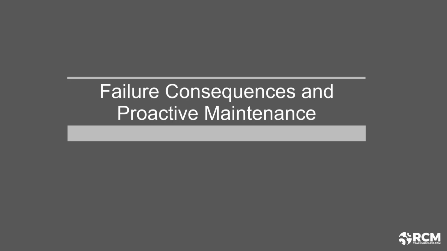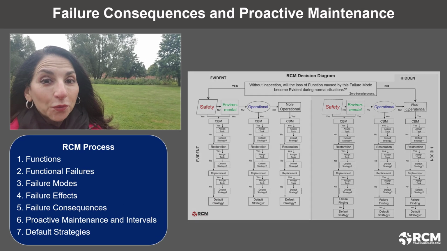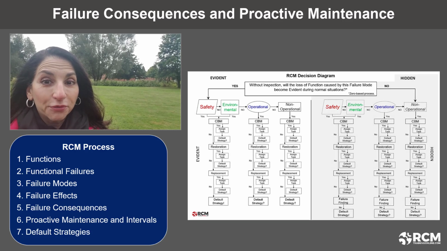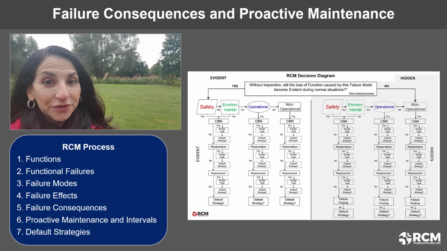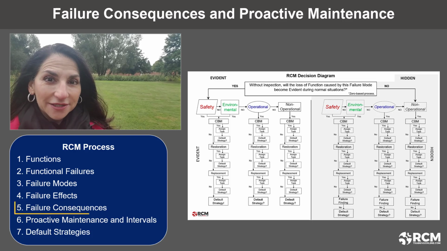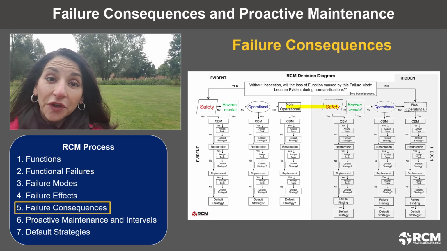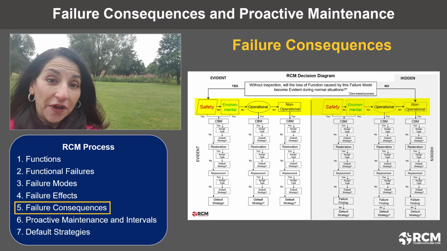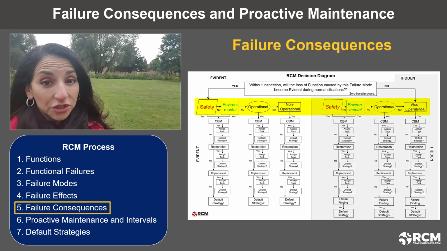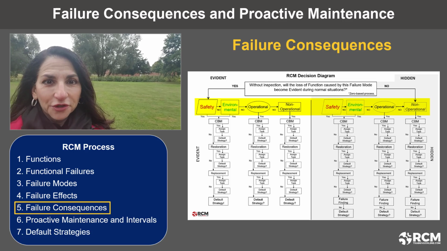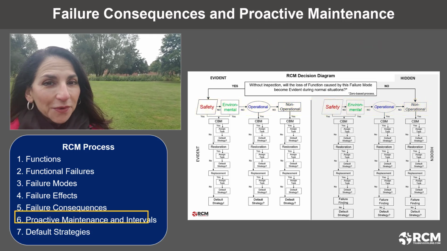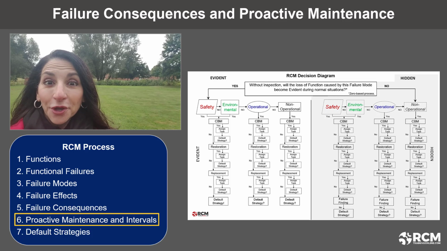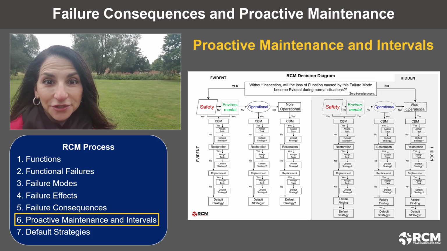Failure consequences, and proactive maintenance. When we write our failure effects properly, that allows us to go to the next step in the RCM process, which is failure consequences. Do we have safety consequences, environmental, operational, or non-operational consequences? Then we get to step 6, which is proactive maintenance and associated intervals.